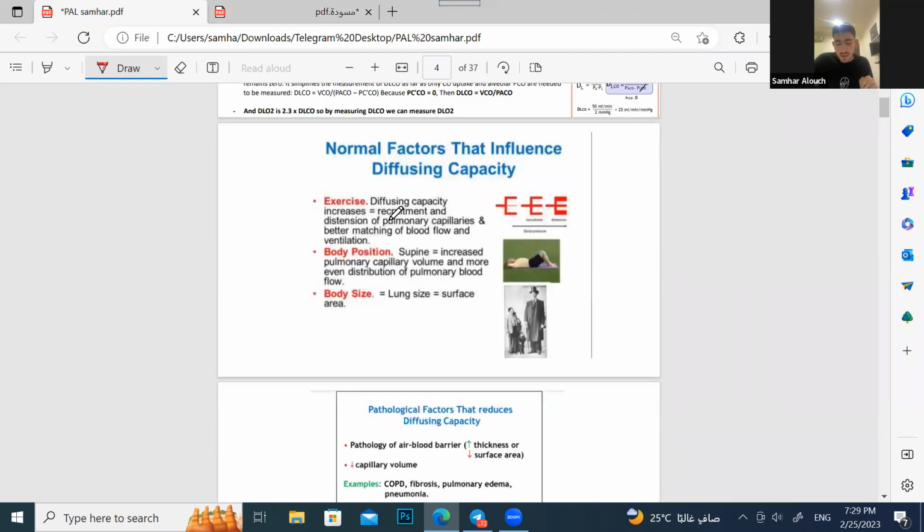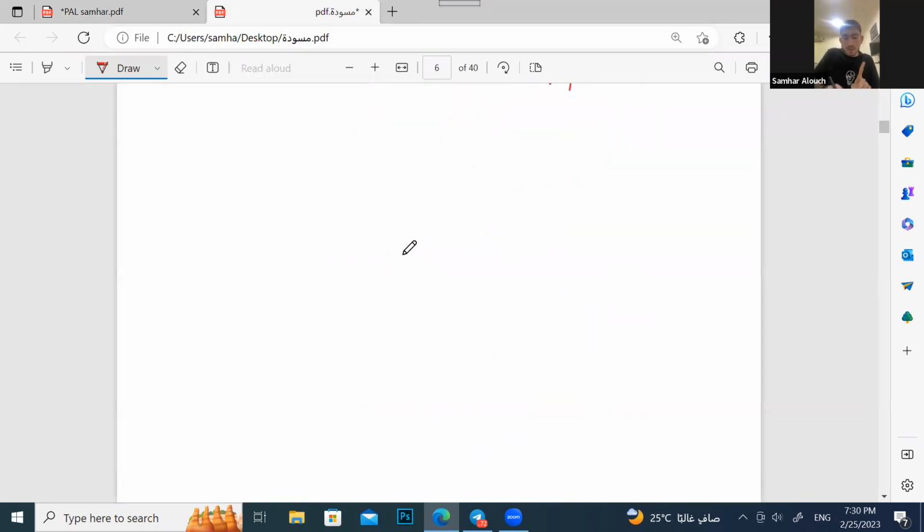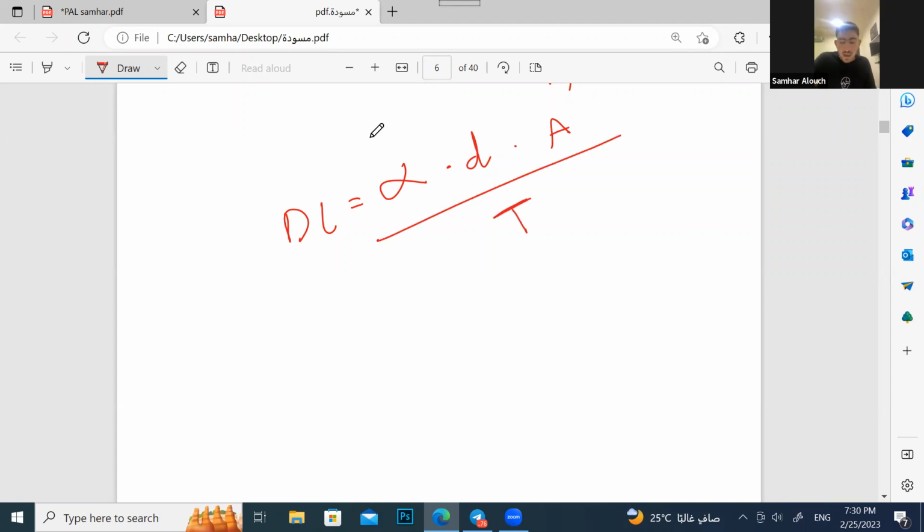Normal factors that influence diffusing capacity. Let's start. So now we finished the math part. Let's go to the good parts. We said that DL, the diffusing capacity, is equal to the solubility, the coefficient, the surface area, divided by the thickness. Now, what are the factors that play roles in changing the diffusing capacity?